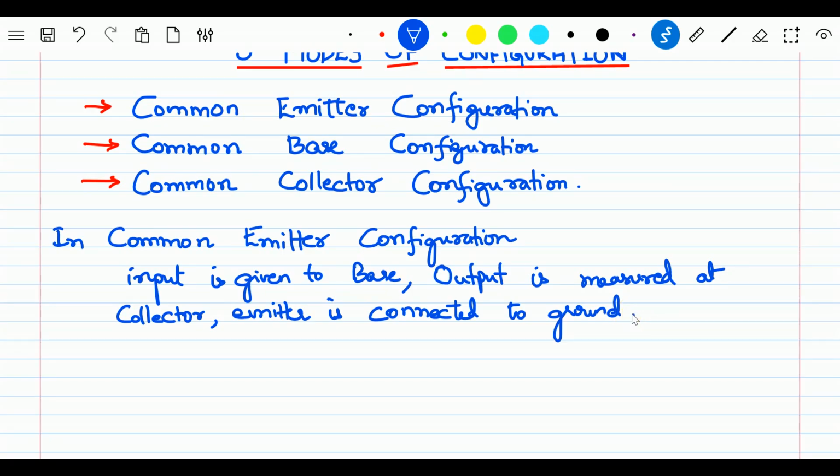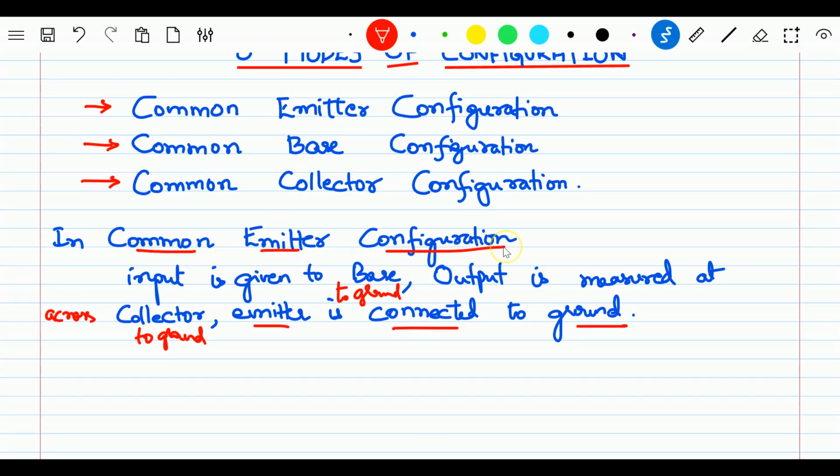Here, the input is given to the base, which means the input is given between base and ground. The output is measured at the collector, which means it is measured across collector and ground, whereas the emitter is connected to ground. This is the reason why it is called the common emitter configuration.